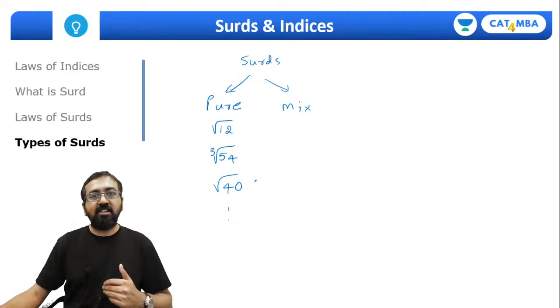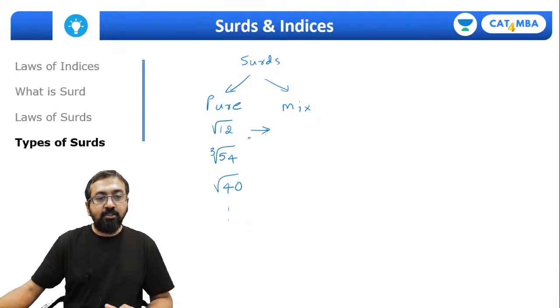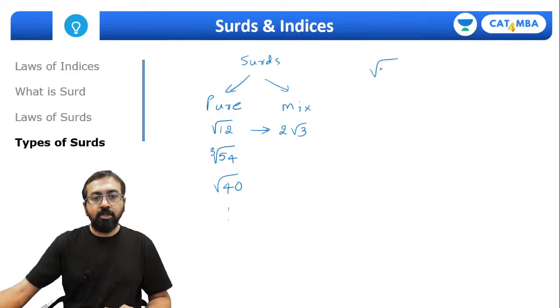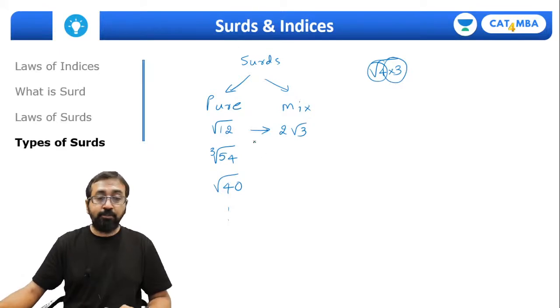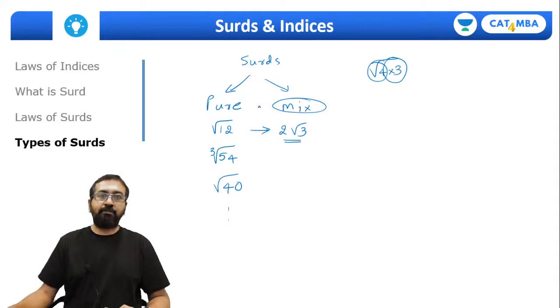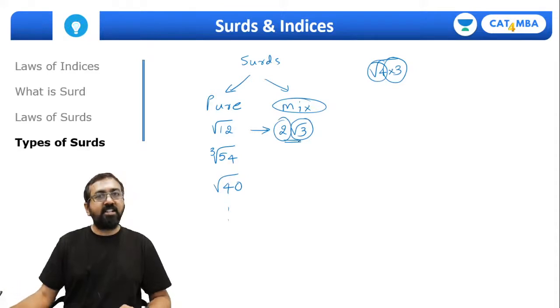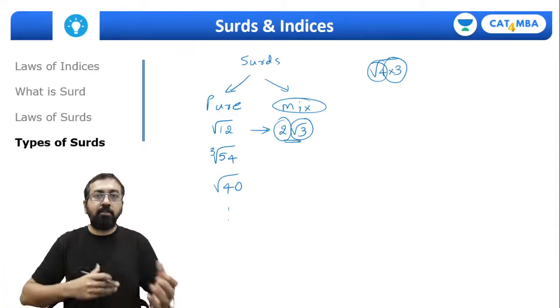Then what is a mixed surd? Let's understand. Square root of 12, as we just saw, can also be written as 2 root 3. Why? Because 12 is nothing but 4 into 3. So square root of 4 is 2, square root of 3 as it is. So the square root of 12 can also be written as 2 root 3, and this is a mixed form. In the mixed form, you have one irrational number and one rational number. We are mixing it, so that's called mixed.